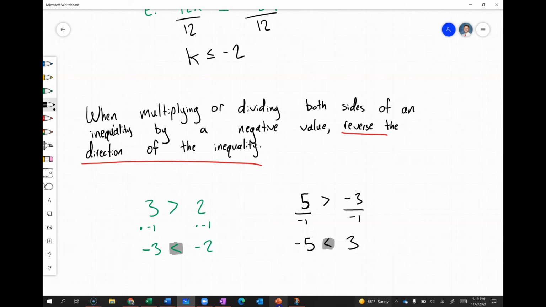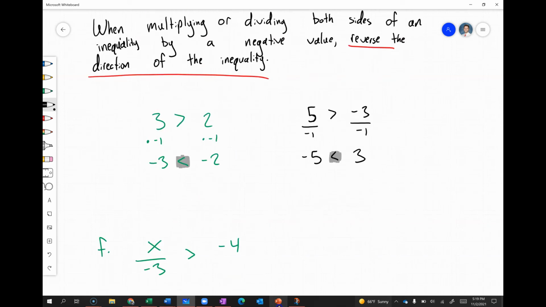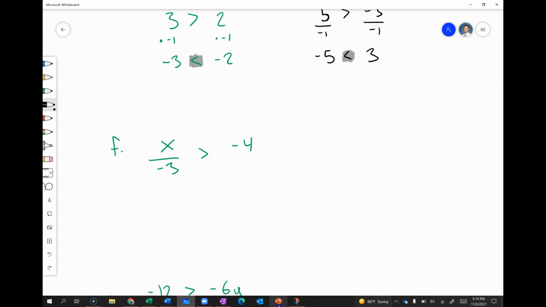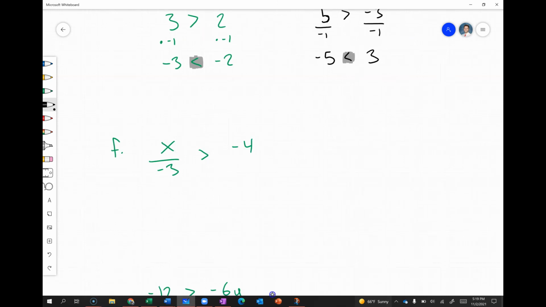In these examples just now, I've shown you with whole numbers just because that's easy for us to see and understand why it's changing. Obviously, we still need to do that even when there are variables involved. So for example, x divided by -3 is greater than -4. So in order to isolate x here, we would need to multiply both sides by -3. So remember, whenever we multiply by a negative value, we need to change or reverse the direction of the inequality. That then leaves us with x is less than -4 times -3, +12.